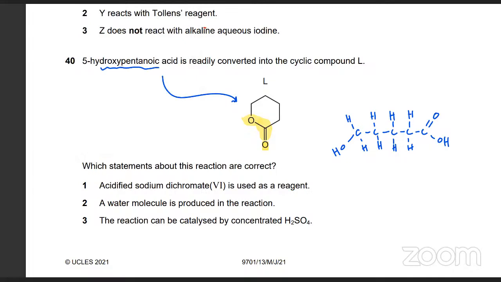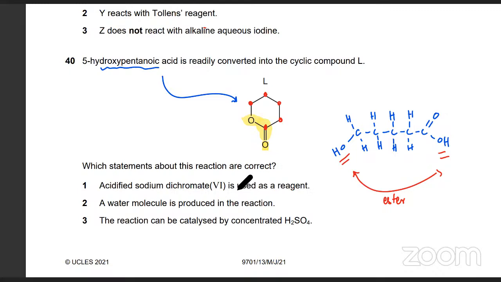This alcohol reacts with this carboxylic acid and they bond together. When an alcohol and a carboxylic acid react, they form an ester bond, they form an ester. So the 5 carbon atoms in a cyclic structure ended up forming an ester. This thing got converted into this thing. So which statements about this reaction are correct? This is esterification.